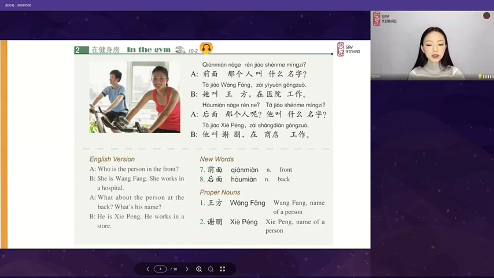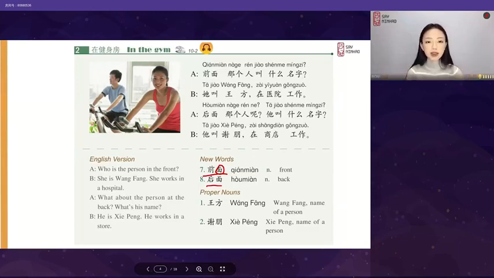So we can see here are two new words and two proper nouns. First one is 前面. We see 面 here, which is really familiar. We learned it from 上面 and 下面, right? And here, 前面 means front. And next one, 后面, 后面 means back.